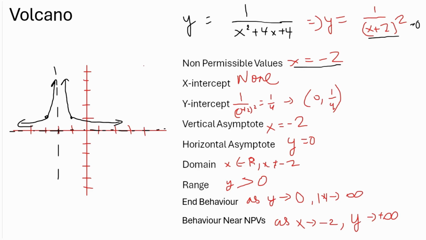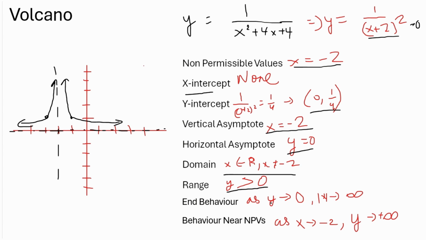Since our asymptote is at y equals 0, we don't have any x-intercepts. Y-intercept we just found, 1 over 4. Vertical asymptote, same as NPV. Horizontal asymptote, k value 0. Domain is everything except negative 2. And range, now looking at our graph, there is nothing in the negative. So range is y is greater than or equal to 0.